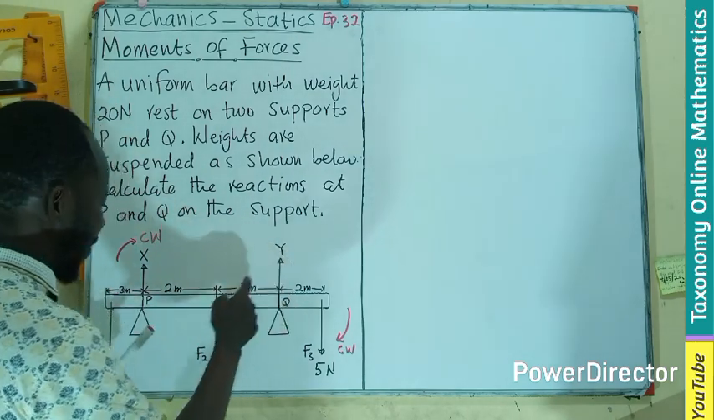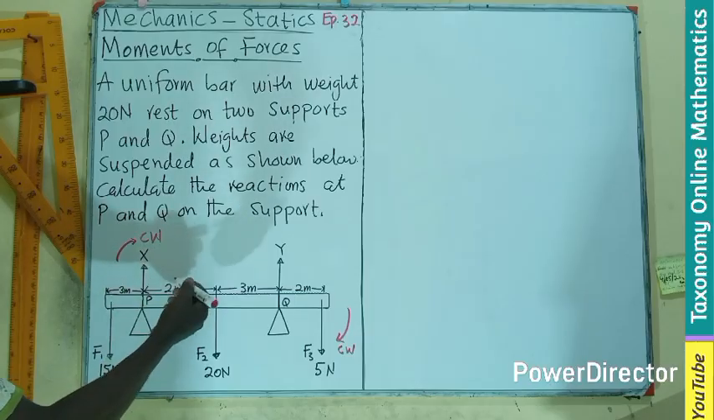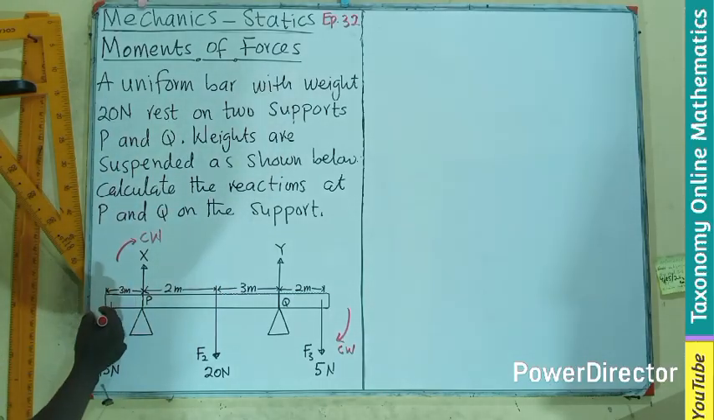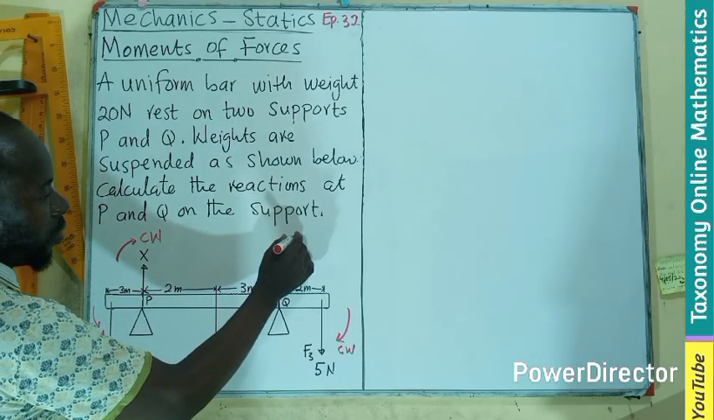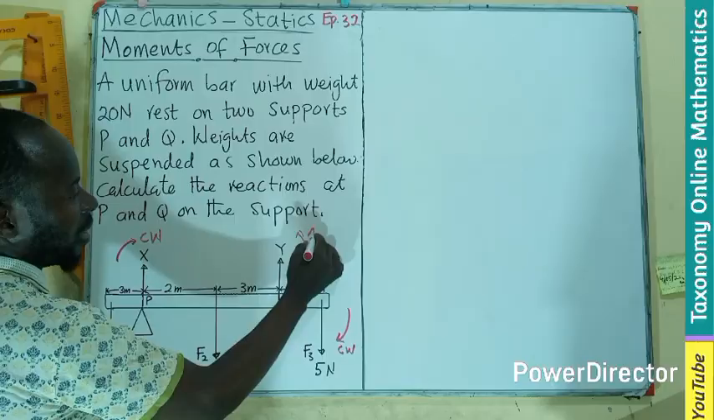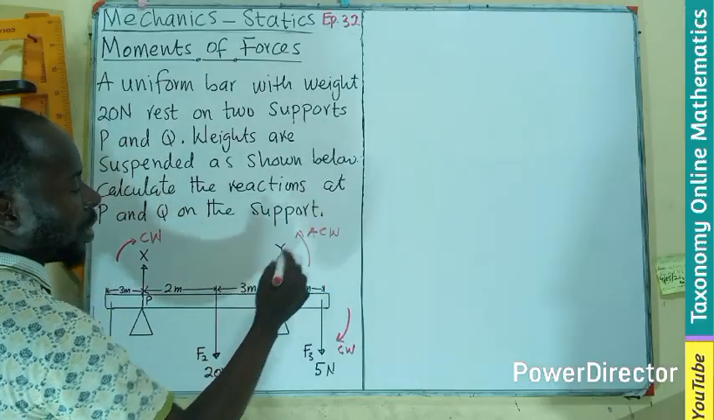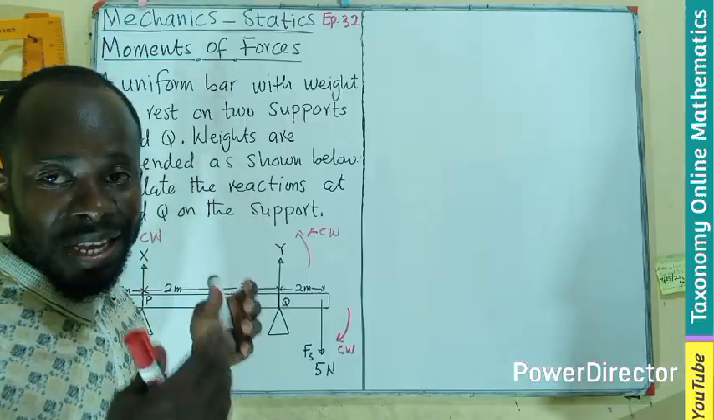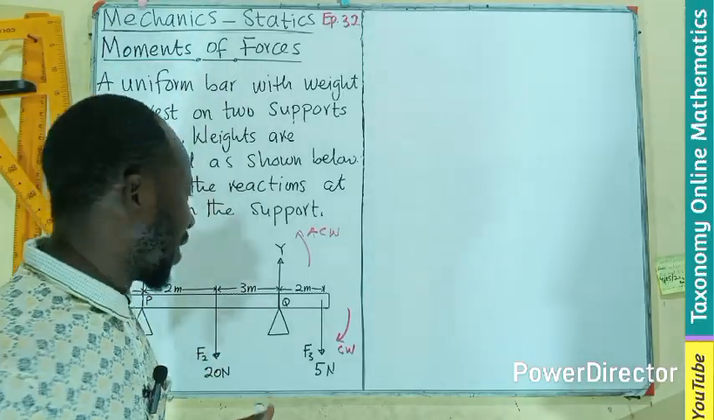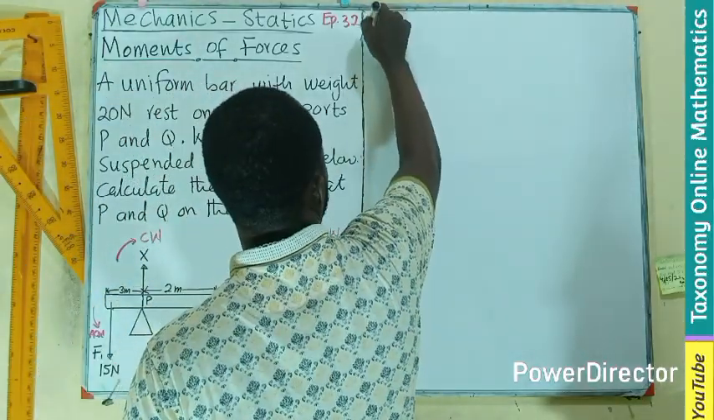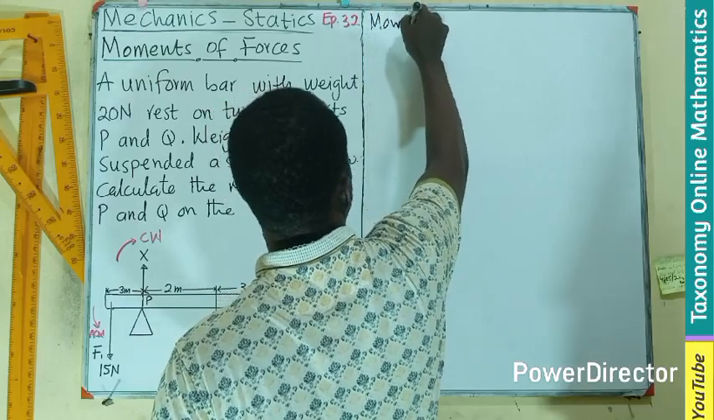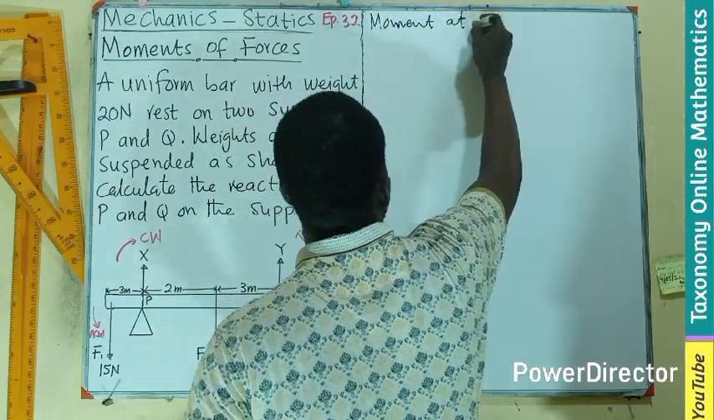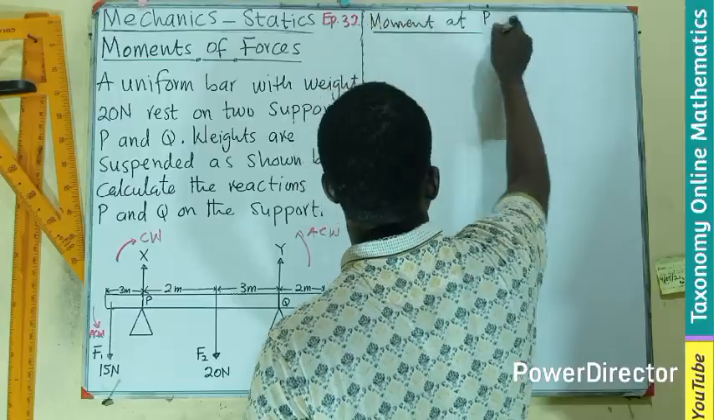Then let's look at the other movement. You see, when the bar tilts to the left, this is going to be anti-clockwise movement. As it tilts, this will also tilt and go anti-clockwise. All right. So now we are having two supports, so we need to pick the moment at one axis. So let's see moment at P. Let's use P and see.